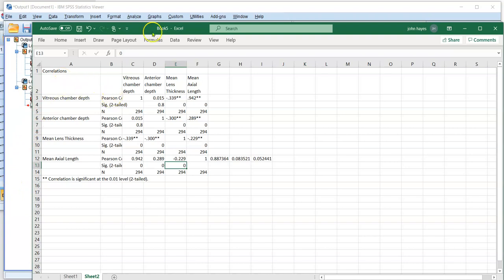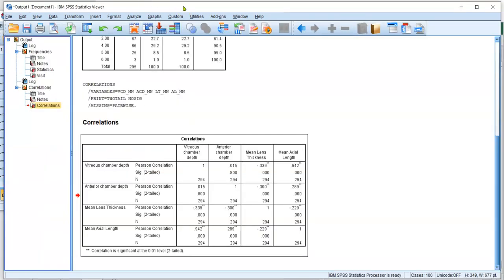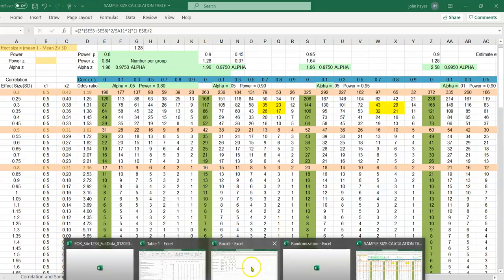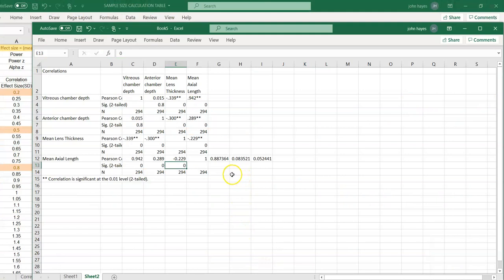All right, the next question is, do VCD, ACD, and LT account for a clinically relevant amount of variance according to our rule of thumb? Our rule of thumb says r squared has to be greater than 0.1. So, oops, where was that? Who is above 0.1? Only vitreous chamber depth. These others are kind of small for using our r squared measure.